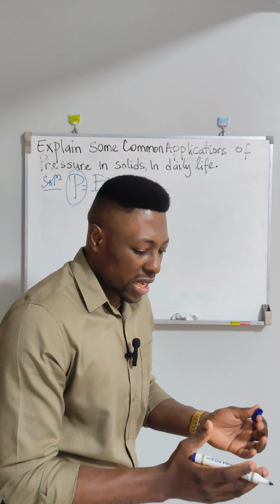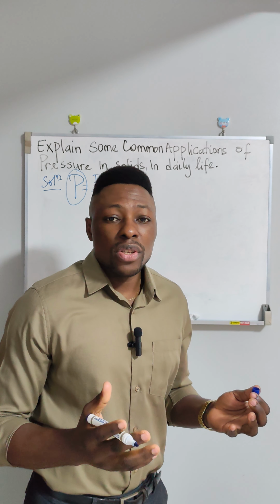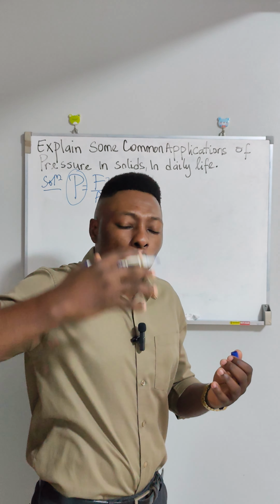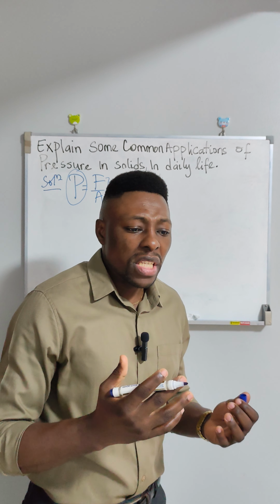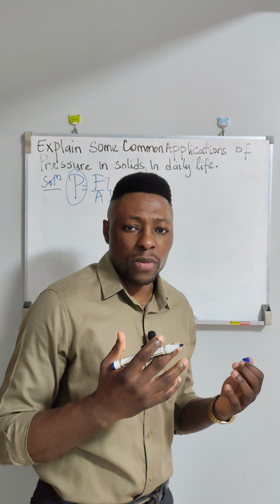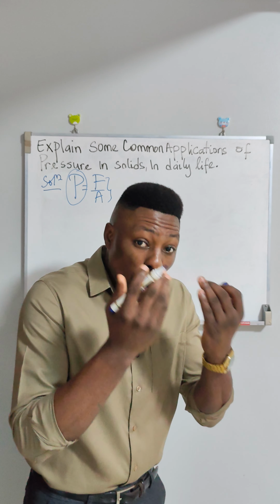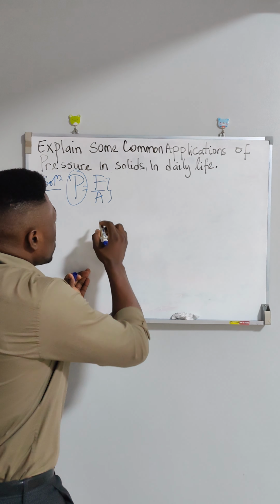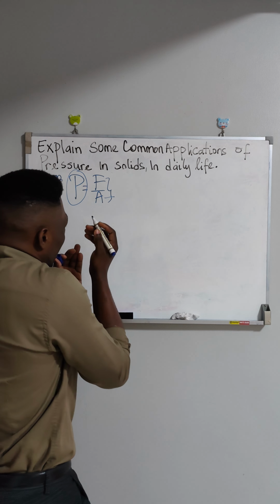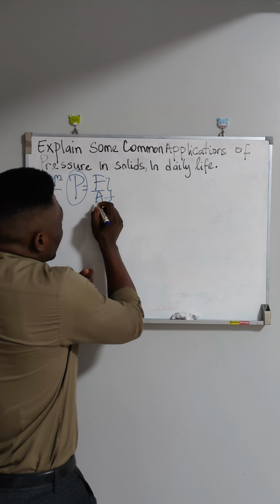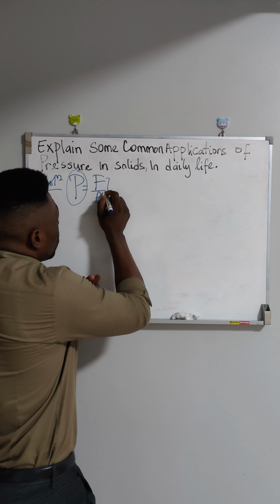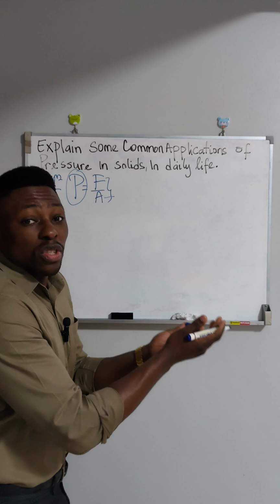Now, let's be practical. There are some real life situations where we are aiming at optimizing the pressure, which means we would like to have as high pressure as possible. This is usually the case when we have limited forces. So what do we do? All we need to do is to reduce as much as possible the surface area of contact between this force and a certain surface.